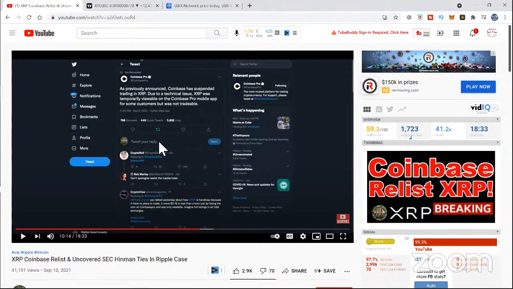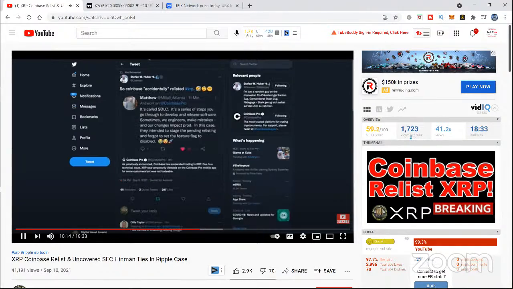All right, so Coinbase Pro put that announcement out that yeah, XRP was visible to traders, but they were not able to trade it. But it was listed again and it was visible, so it just tripped a lot of people out, like, whoa, is XRP back on Coinbase Pro or what is going on here? But check this out.